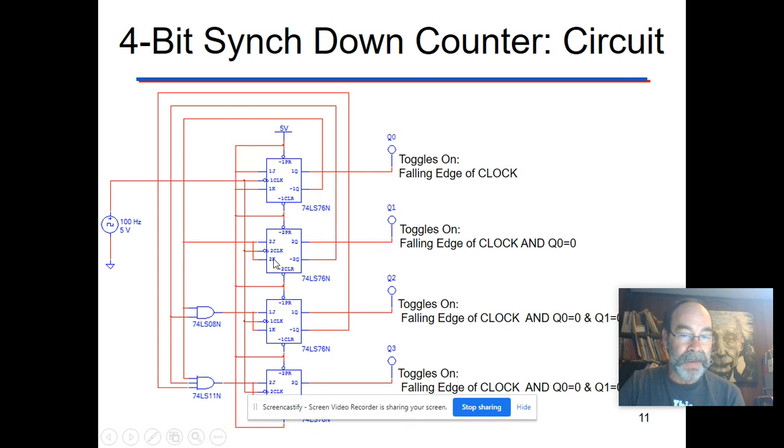4-bit down counter. The only difference is what's going into the next JK flip-flop. Is it Q or is it not Q? To be able to figure that one out.